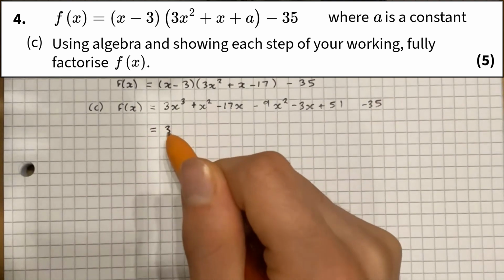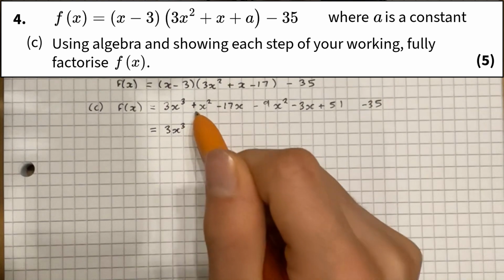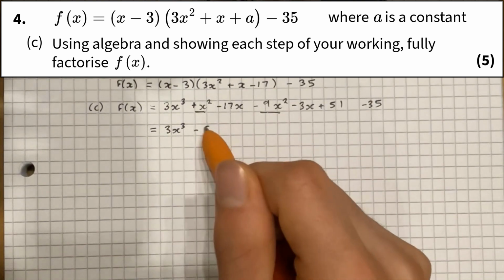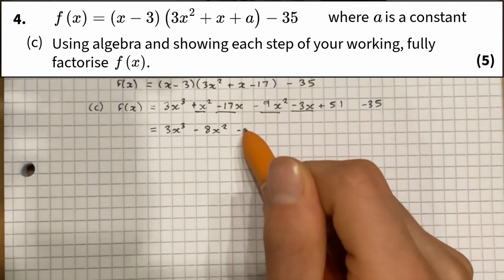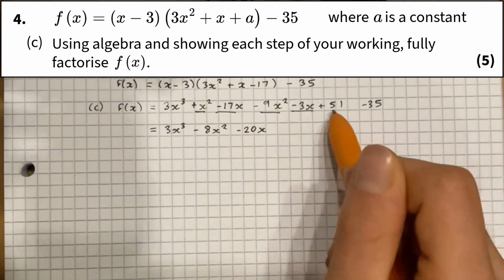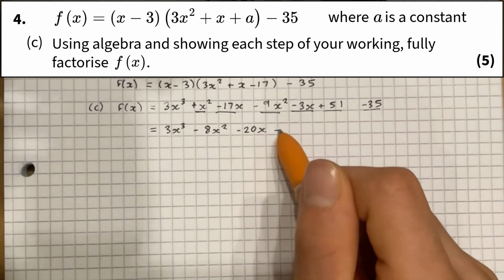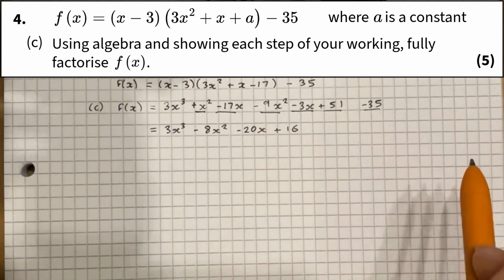Next, I'm going to simplify. There's only one cube term, but there are two x squared terms which simplify. There are two x terms which simplify to minus 20x. And then these numbers will simplify to plus 16.